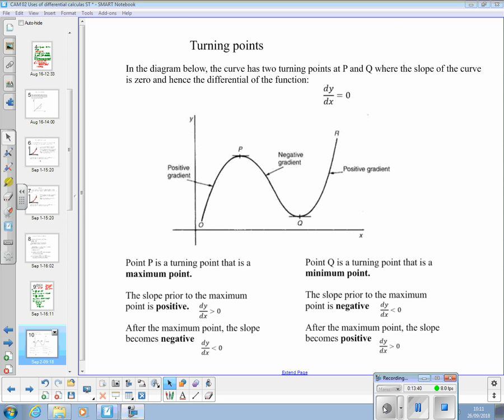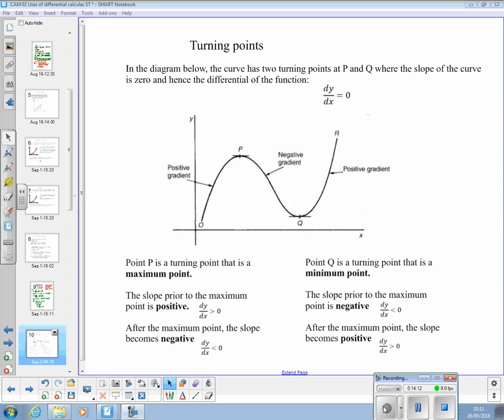Okay, we're finding turning points. In the diagram below, the curve has two turning points. So this is similar to the one we looked at earlier last week at P and Q, where the slope of the curve is 0, and hence the differential of the function dy by dx is equal to 0. So point P is a turning point that's a maximum, and point Q is a turning point that's a minimum.